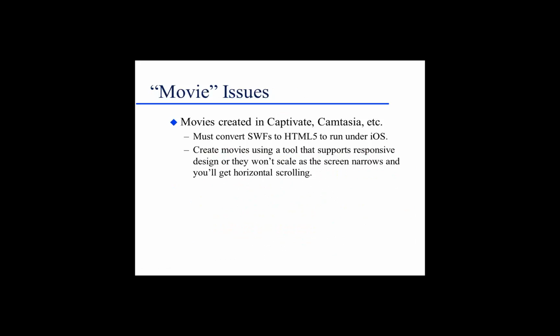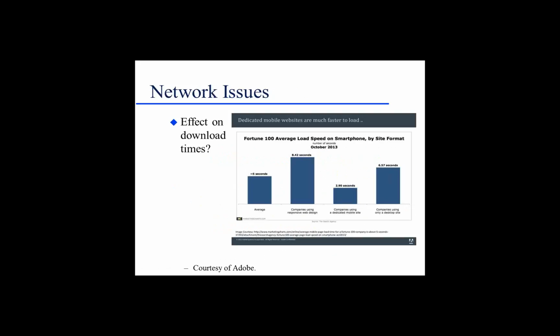When you create your movies, you want to create them using a tool that supports responsive design, or they won't scale. In other words, the screen will scale, but the movie itself won't. So you'll wind up with a screen that scales nicely, except for that movie, which all of a sudden throws in a horizontal scroll bar. So you'll want to check carefully if you're using any of these authoring tools to make sure the one you're using supports responsive output. I'm of mixed, sort of two minds about including this slide.